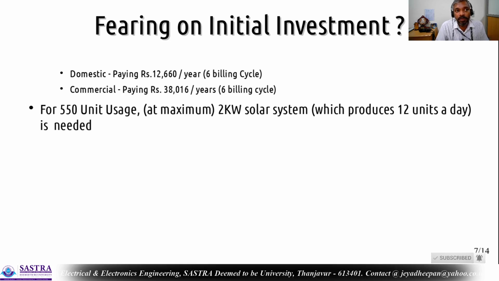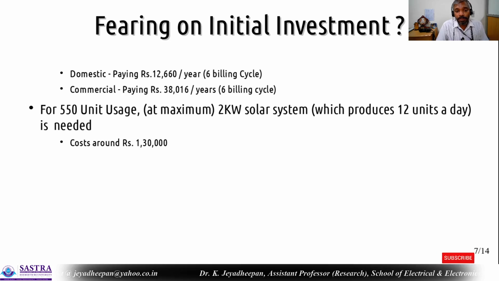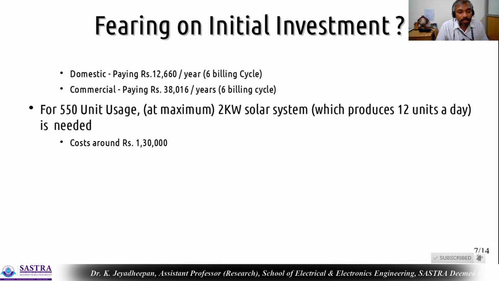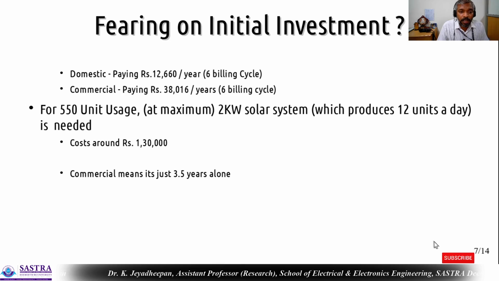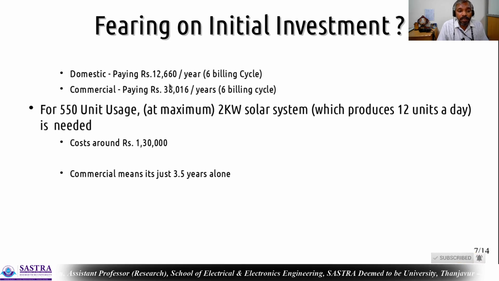A 2 kilowatt solar system will produce 12 units of energy per day, right? This particular 2 kilowatt system commercially costs around 1,30,000 rupees nowadays. So if you are going for commercial installation, you can take back that 1,30,000 rupees in 3.5 years alone, because per year you'll be paying 38,000, roughly 40,000. If you put 40 into 3.5, it will come to 1,30,000, right? So within 3.5 years, you will be recovering your initial investment.